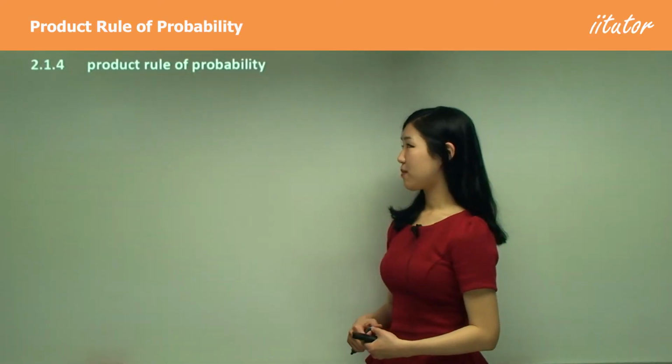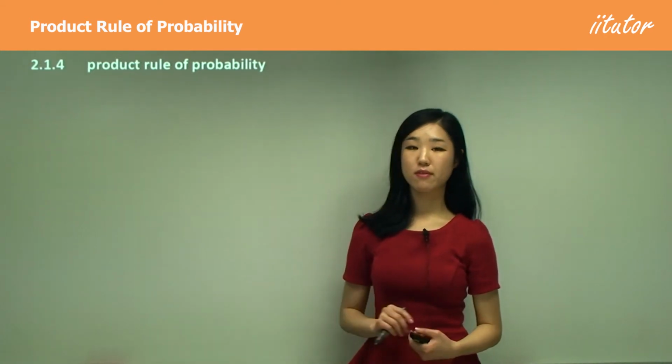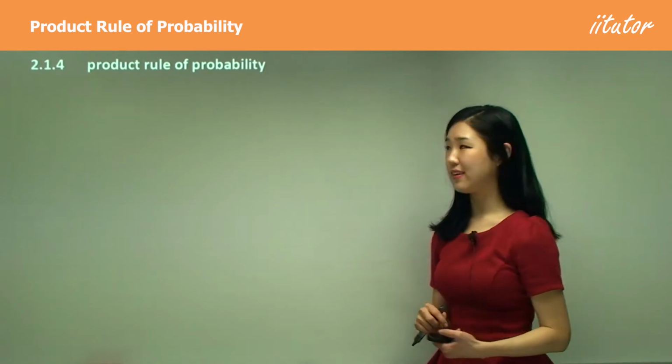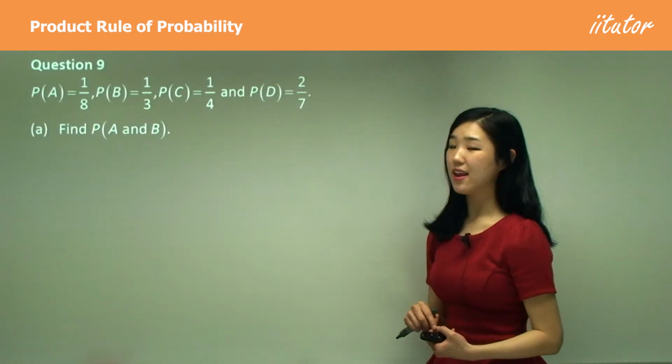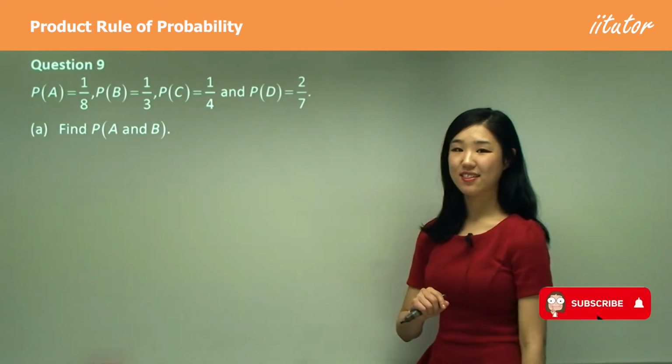Now I'm going to introduce the product rule of probability. So this actually links to what we've learned in the previous part just then. Now I'm going to go straight into the question so you get the idea. Starting from question 9, they give you probability of A, B, C and D in the question.